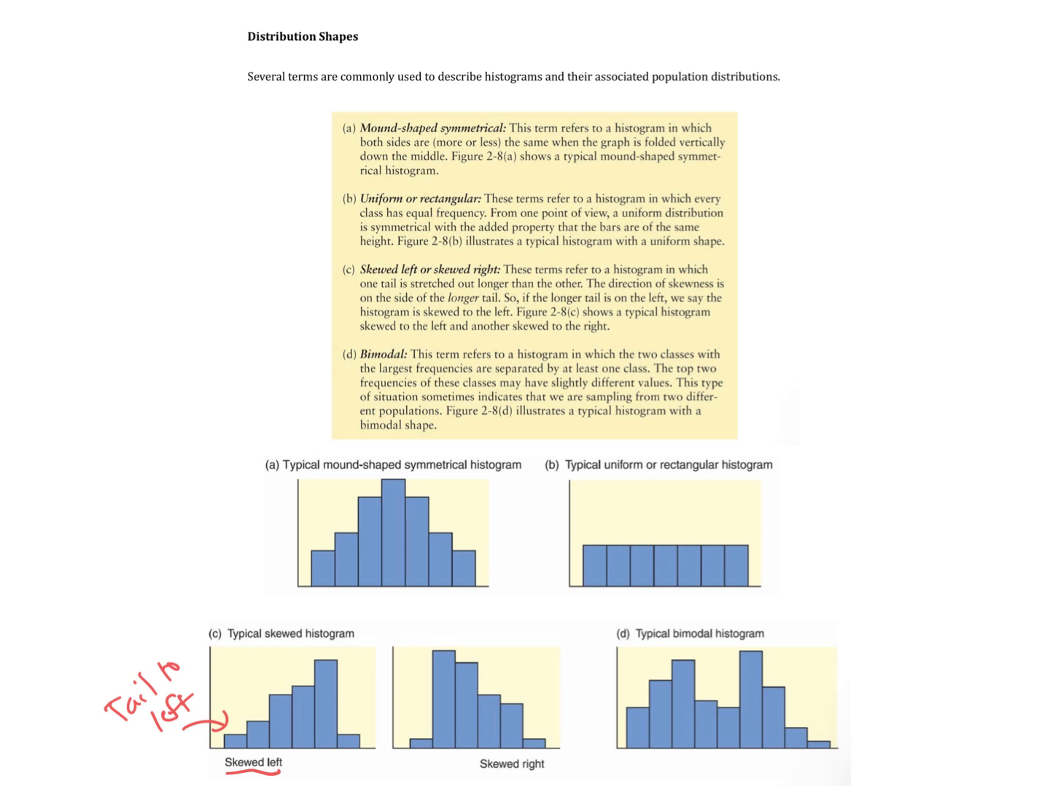And then a data set is skewed to the right if the tail is on the right side, like in this one. And then a bimodal histogram is one where the data clusters around two different modes. We have a mode around here and another one over here.